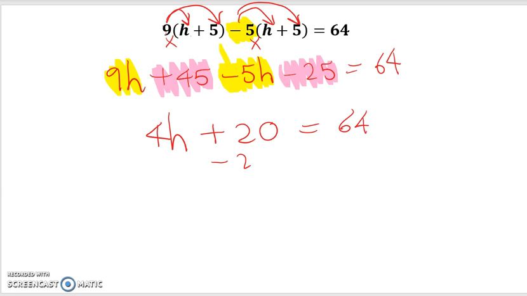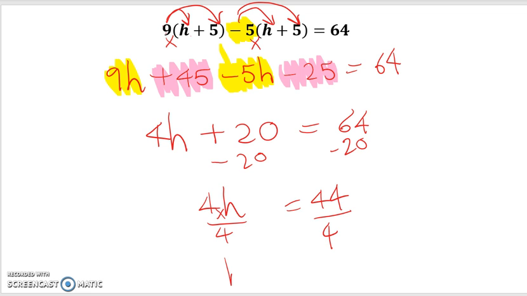Opposite of adding 20 is to minus 20. So I'm left with 4h equals 64 minus 20 is 44. The reverse of timesing by 4 is to divide by 4. Gives me a lovely solution of h equals 11.